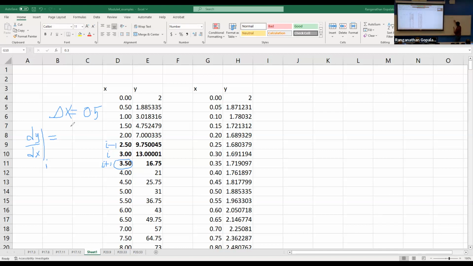So you are here. This is point i. In our case, what is the value of xi? 3. And then the next point is xi plus 1, which is 3.50. And the previous point is xi minus 1, 2.50.